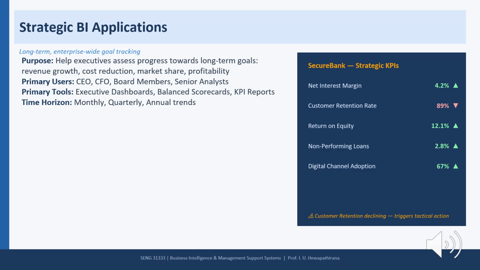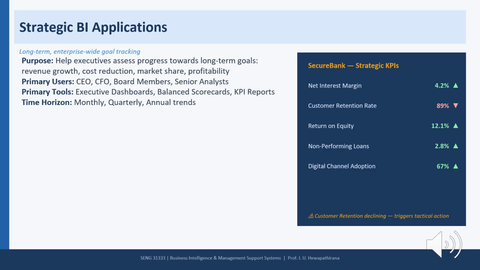Net interest margin is at 4.2% and trending upward. That is positive. Return on equity is at 12.1%, also trending up. Digital channel adoption is at 67% and rising, which tells leadership that their digital investment is paying off. But look at customer retention rate. It is at 89% and trending downward. That arrow pointing down is a warning signal.